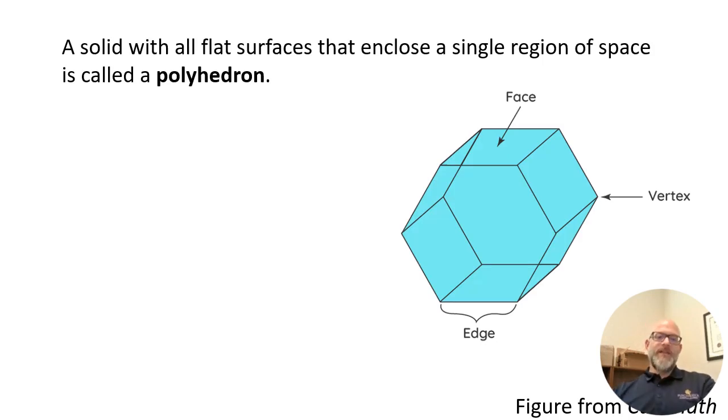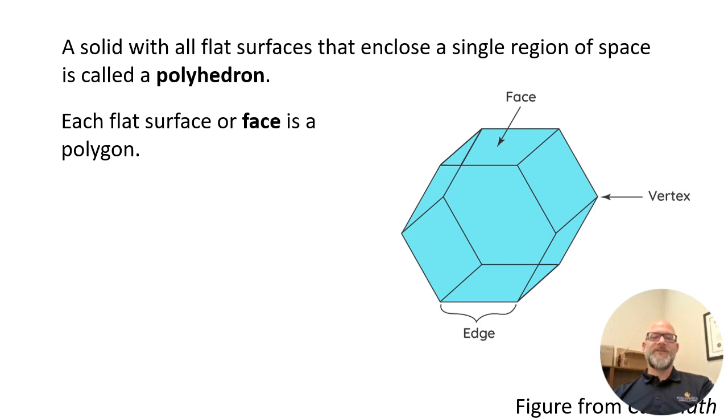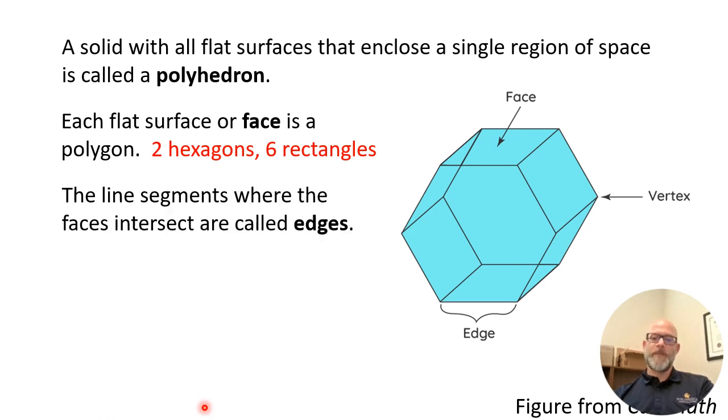All right, this is a solid with all flat surfaces that enclose a single region of space, and it is called a polyhedron. Each flat surface or face is a polygon. All right, how many faces do you see? You should see 6 rectangles, and the front and the back are hexagons. The 2 hexagons and 6 rectangles are 8 faces.